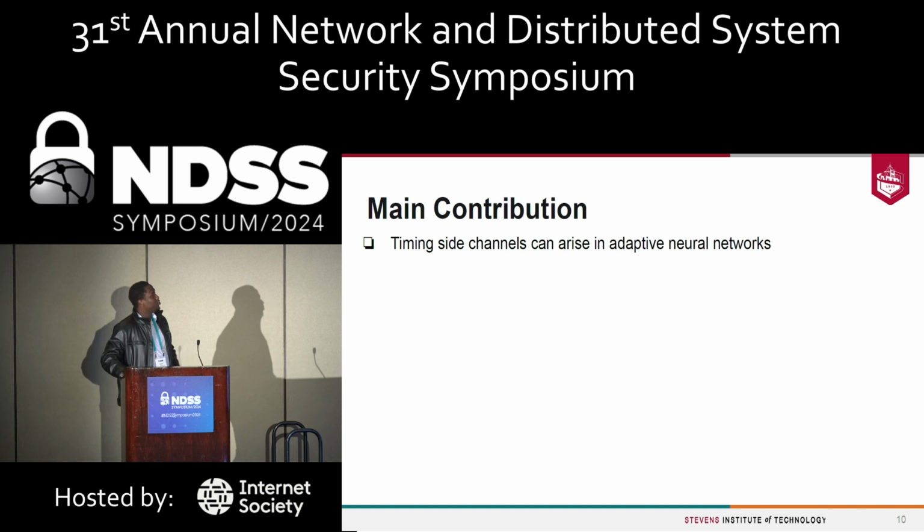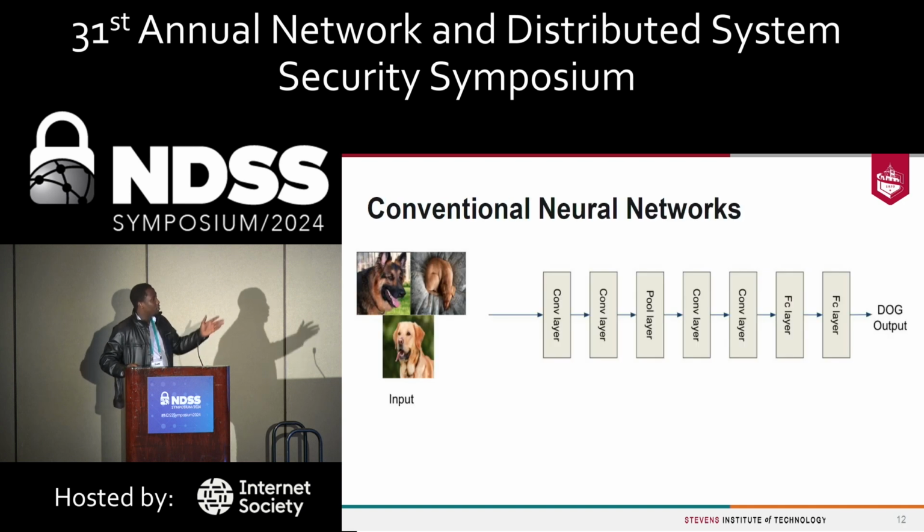Our main contribution in this work is to show that timing side channels can arise in adaptive neural networks, and that these timing side channels can leak confidential information about inputs to the adaptive neural network. In order to understand our work, let's first understand how conventional neural networks work. For a typical conventional neural network, we have different images that are fed sequentially through the network in order to get a classification on the output.